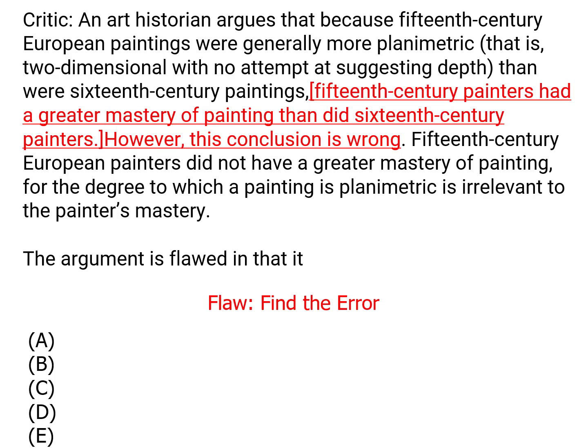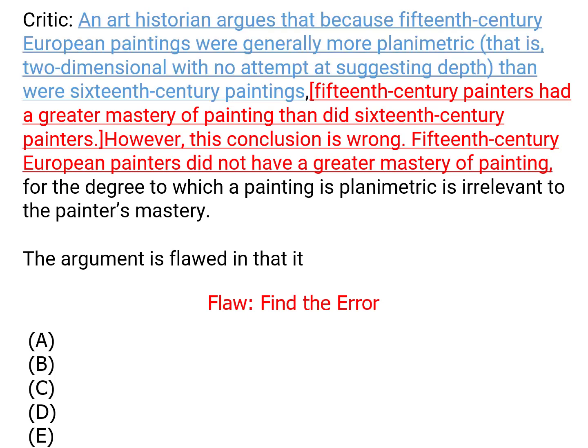So the conclusion that's wrong is that 15th century painters had a greater mastery of painting than did 16th century painters. Actually, they say this conclusion twice. Now, the first sentence establishes that there is an argument that this argument is arguing with. So there's a historian out there who thinks that because the 15th century European paintings were more planimetric than the 16th, the 15th were better. And then the final part is the evidence against that critic. Essentially, the degree to which a painting is planimetric is irrelevant to the painter's mastery.